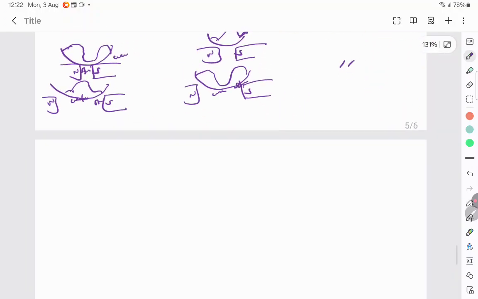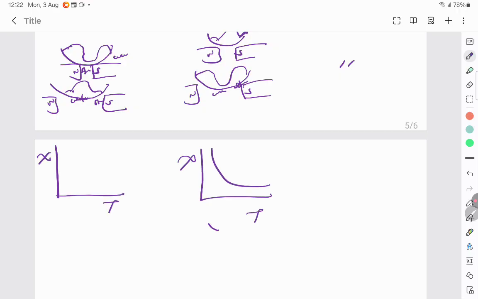Okay. The next thing, this is about diamagnetic. It doesn't obey the rules, so it won't obey Curie's law. What is Curie's law? Susceptibility versus temperature has to be inversely proportional. Susceptibility is inversely proportional to temperature, that is Curie's law. Correct? And paramagnetic is obeying that, but diamagnetic is not obeying.